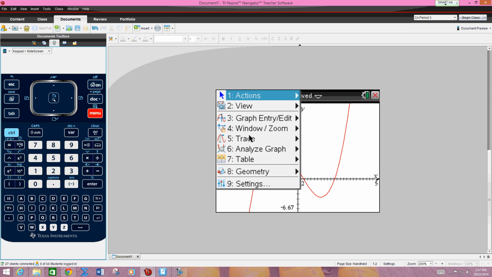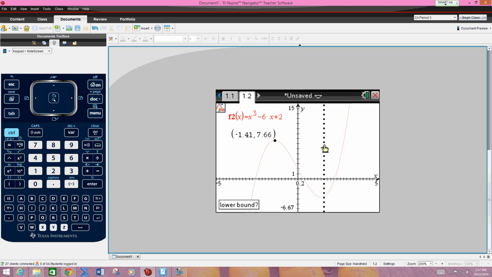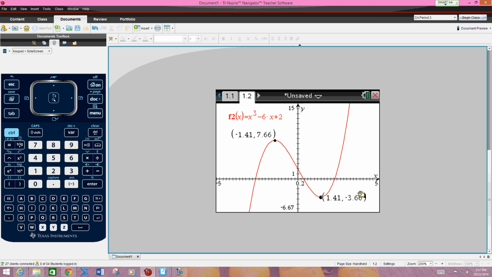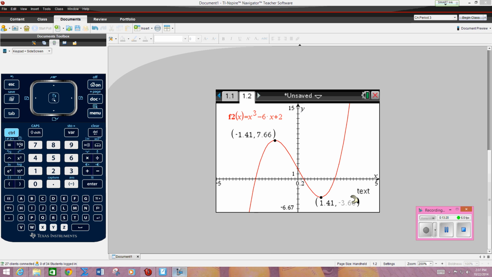I have minimum, analyze graph. I go to minimum, and I go past it. And I'm swiping, and I click enter, and I go past it. You can see now that I have to do that with the upper bound. And as soon as I passed it, the calculator identifies it and even tells you that it is a minimum. So jot that down, take a second to write it onto your graph.